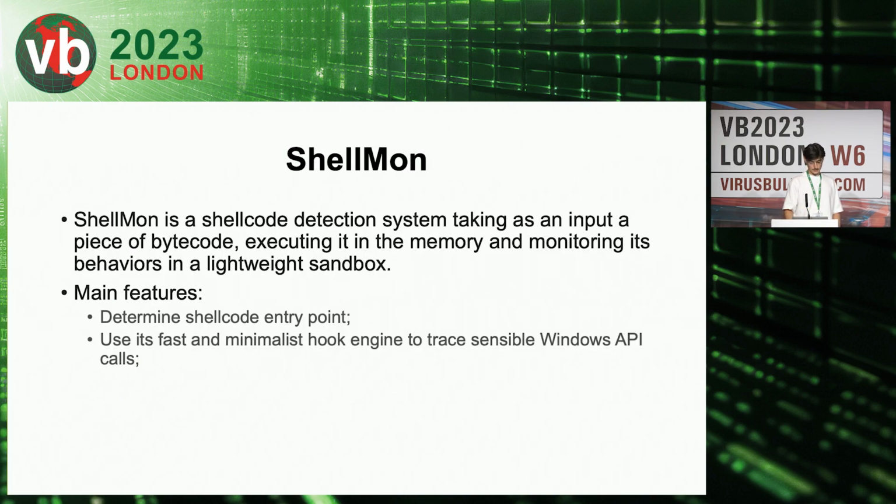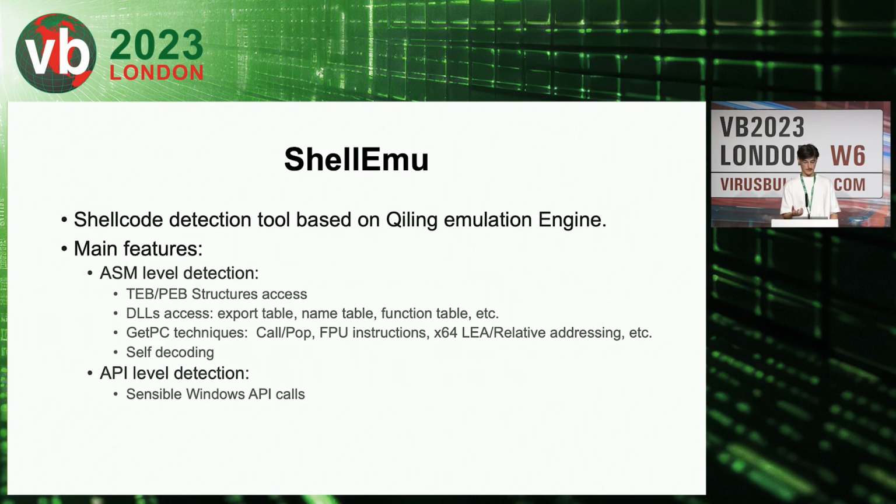So Shellmon is a shellcode detection system that takes as input some piece of code, executes it in memory and monitors its behavior. So it's basically just tracing some sensitive Windows API calls. And Shellemu does kind of the same thing, but using emulation.